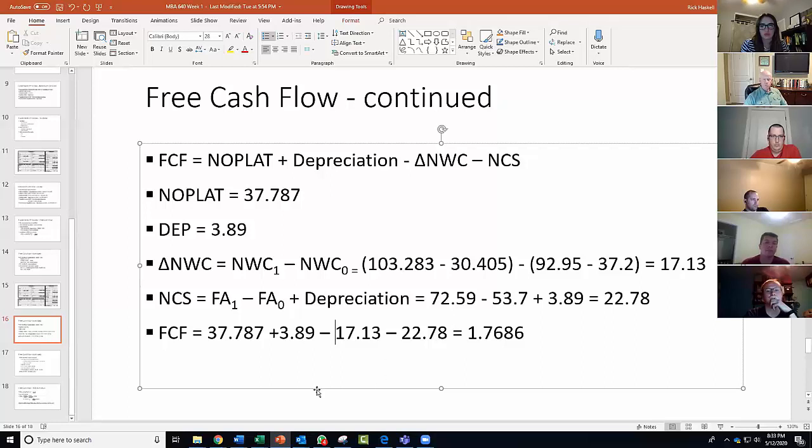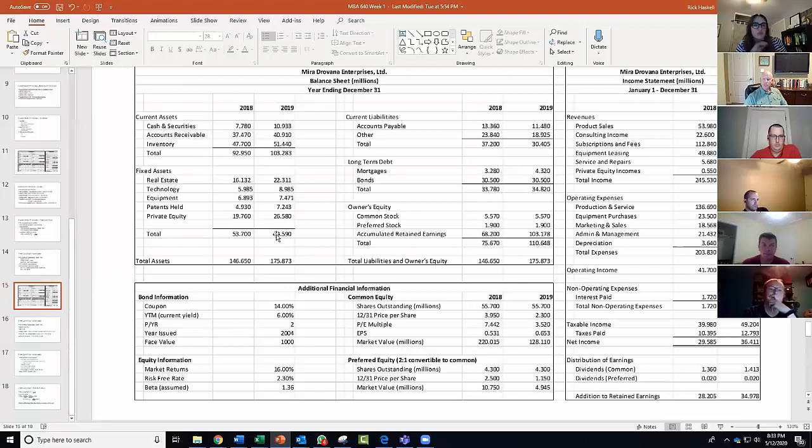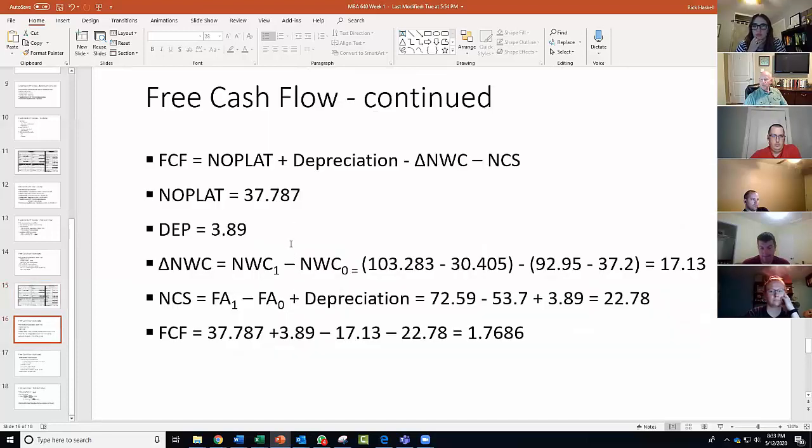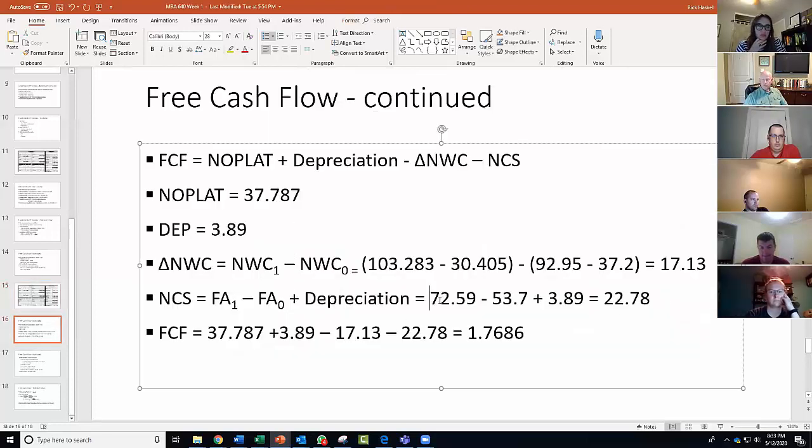Then minus net capital spending. Well, what was net capital spending? Well, it is the fixed asset from time 1 minus the fixed asset from the time before, or time 0, because 0 comes before 1, plus depreciation. So we have fixed assets from time 1, fixed assets from time 0, plus depreciation, gives us net capital spending of 22.78. We take that as a deduction, and it tells us that our free cash flow is 1.768, or 1.7687, as it turns out.